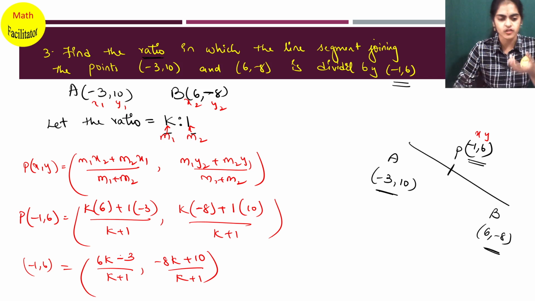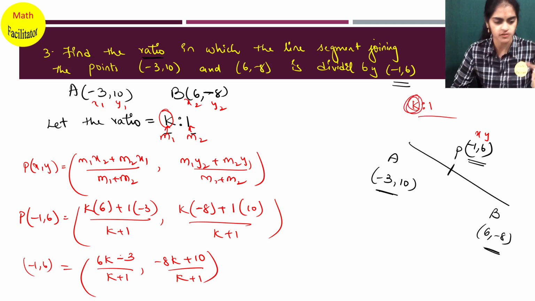All we want is to get the k value, isn't it? This is the ratio we want. The ratio we have taken as k is to 1. So if you get this k value, you can find the ratio, right? So that is what we are doing.